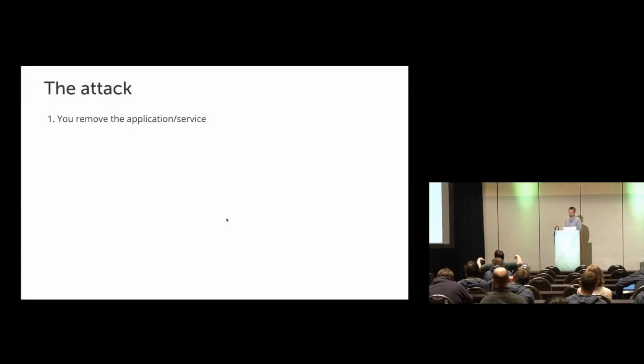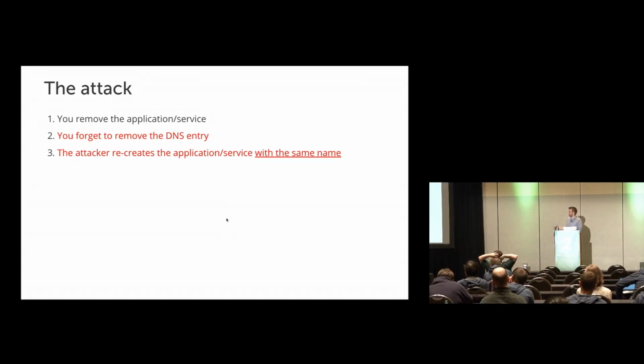But then at some point, we remove this Heroku application, but we forget to fix the DNS. So the attacker can now go in and recreate an application with the exact same name, and they can now own our subdomain, because in our DNS, we still point to this thing, even though we removed it.